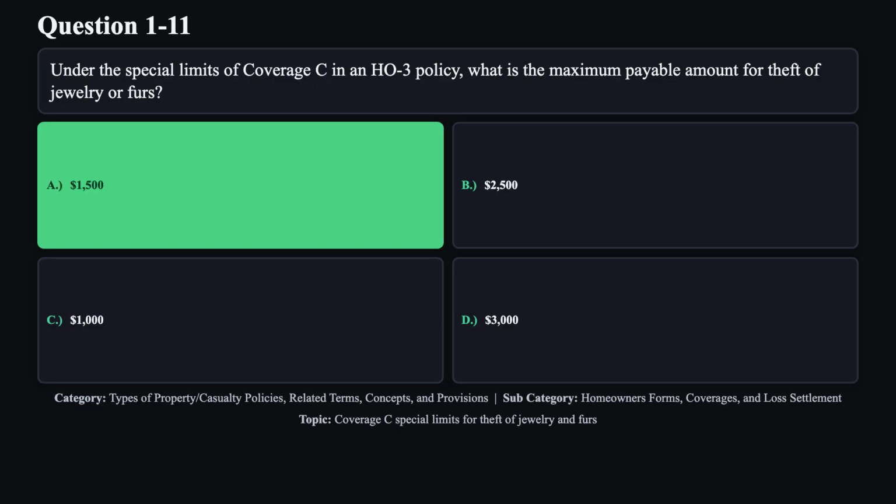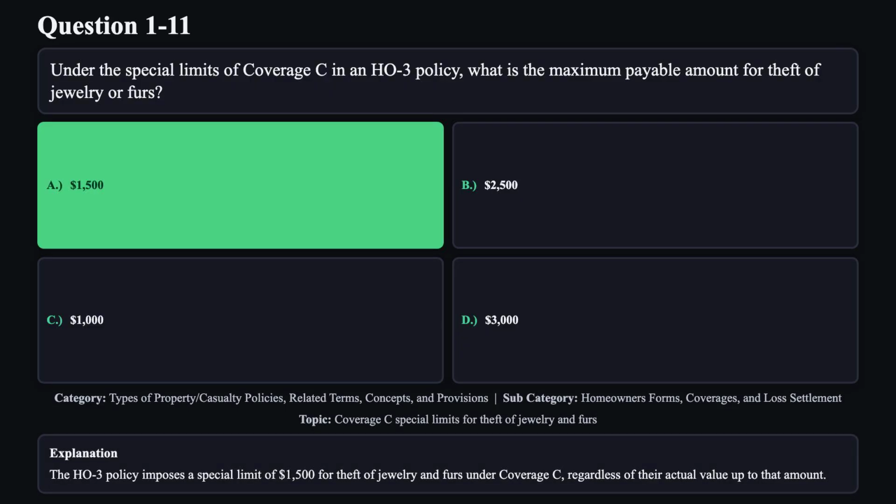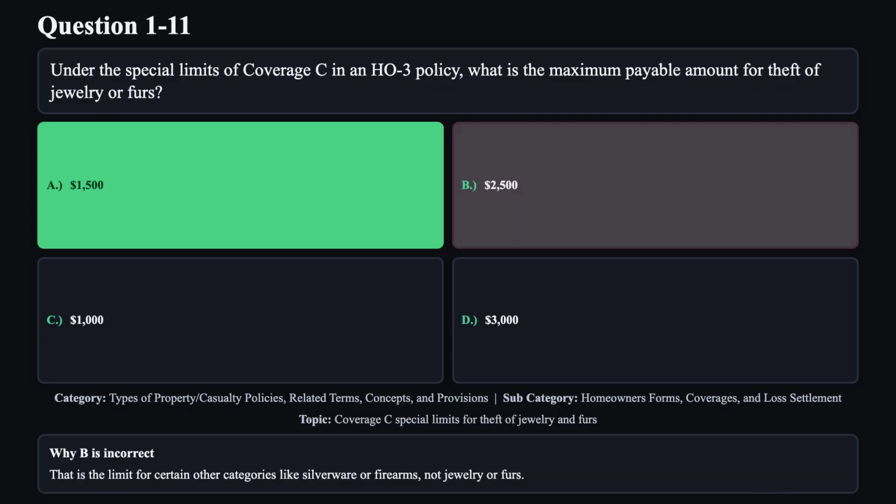The correct answer is A. The HO3 policy imposes a special limit of $1,500 for theft of jewelry and furs under coverage C, regardless of their actual value up to that amount. Reason B is not correct. That is the limit for certain other categories like silverware or firearms, not jewelry or furs.